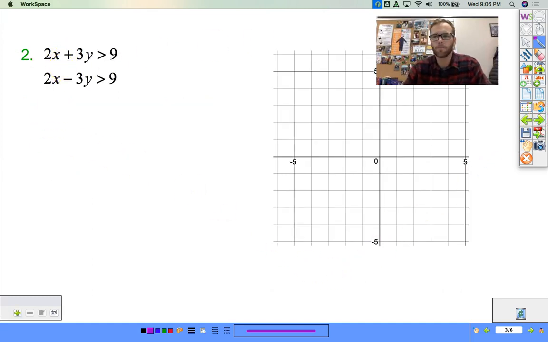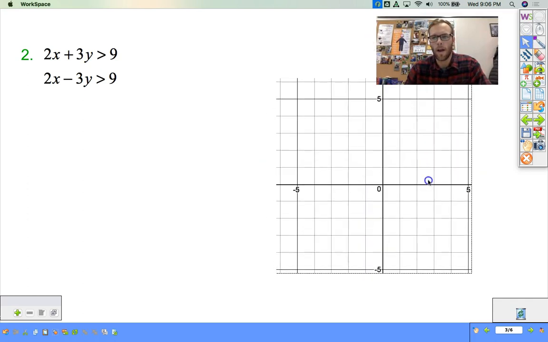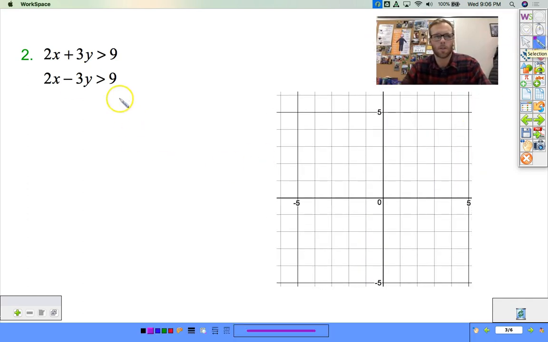All right, so let's graph the solutions to this system. We have 2x plus 3y is greater than 9. We have 2x minus 3y is greater than 9. At first glance here, I thought, oh, maybe these are the same inequality. I wonder if this is one of those no solution, infinite solutions, but this one is a minus. So I have a feeling they're a little bit different. Let's graph the first one.